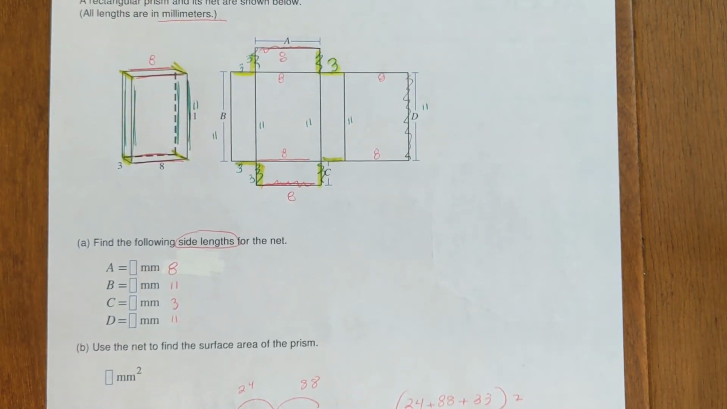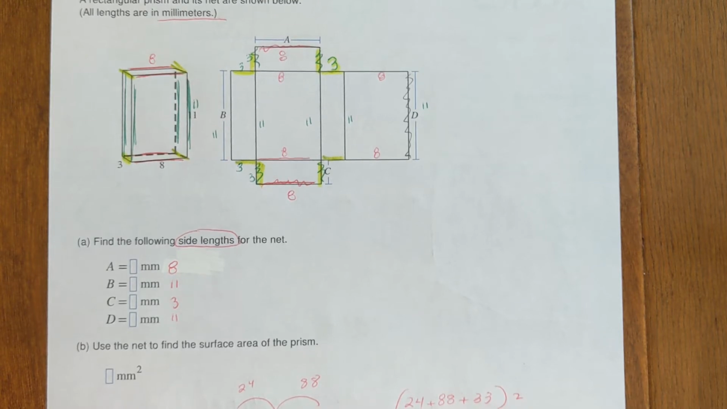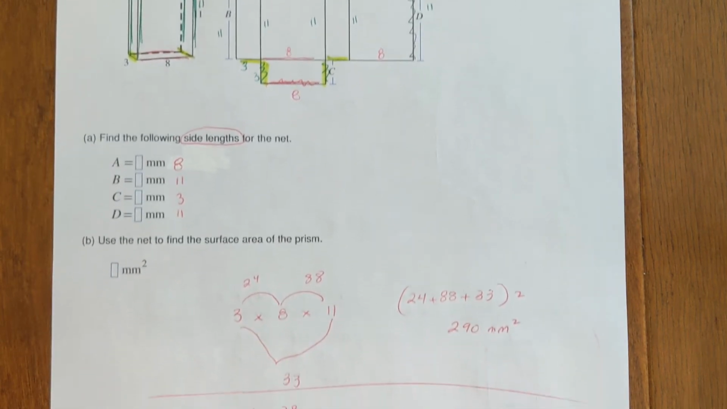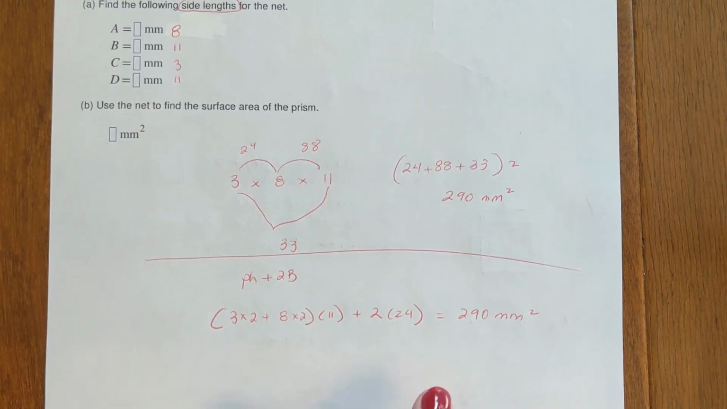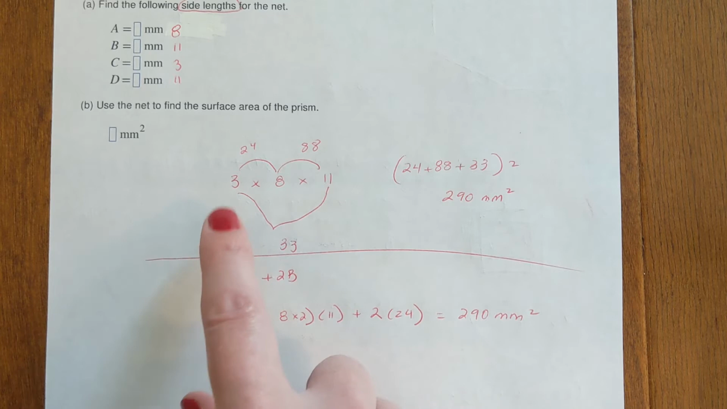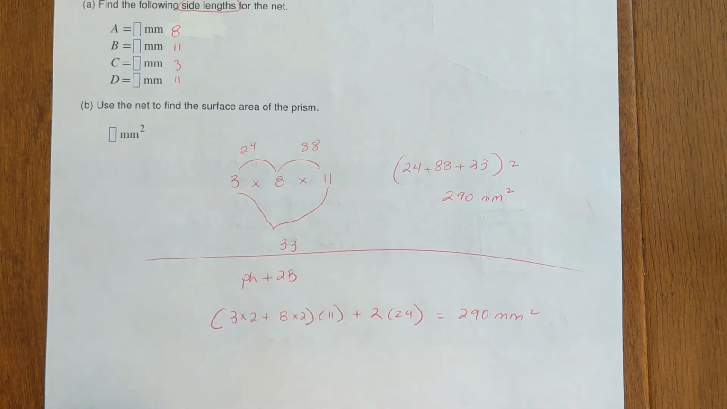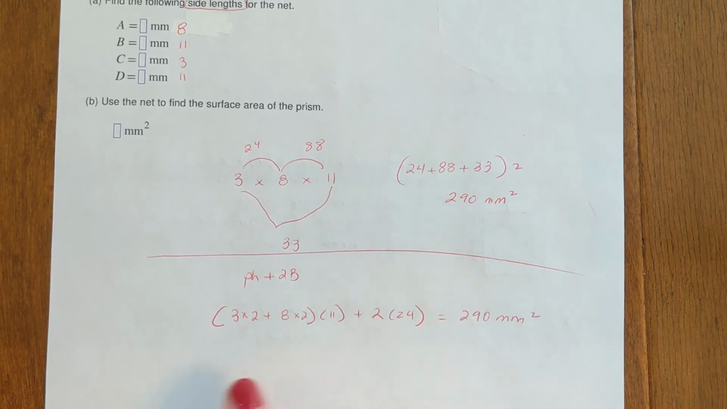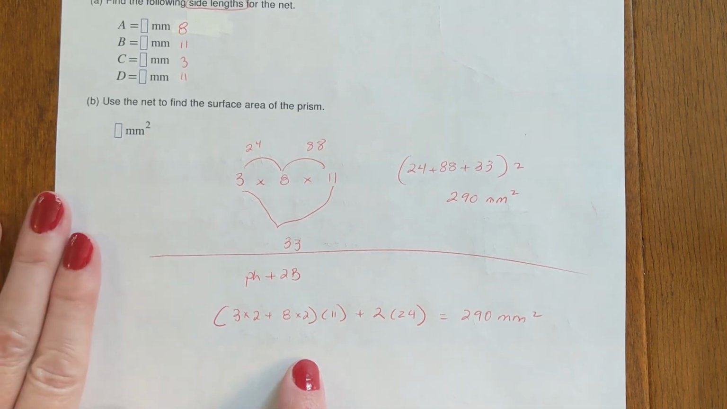And then it says use the net to find the surface area. Again, on the actual numbers, it's 3 by 8 by 11. You could use either one of those two methods I talked about before. You could do the hard method with those 3 numbers, 24, 88, and 33, and then double it for the whole answer of 290. And you could use Ph plus 2B.